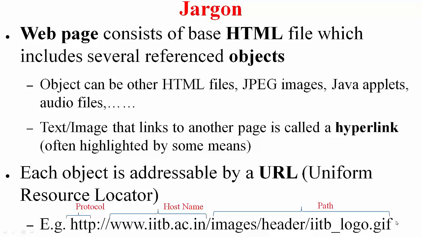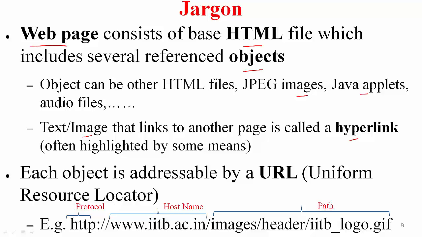There's a lot of jargon associated with web. I think most of this jargon you're already familiar with, but let me still go over it. So when you access this information, you basically access it in the form of web pages, and these web pages consist of a base HTML file which includes several referenced objects. So these objects could be other HTML files, JPEG images, Java applets, so on. And within these web pages, there's often text or image that links to another page. These are called hyperlinks. They are often highlighted by some means.